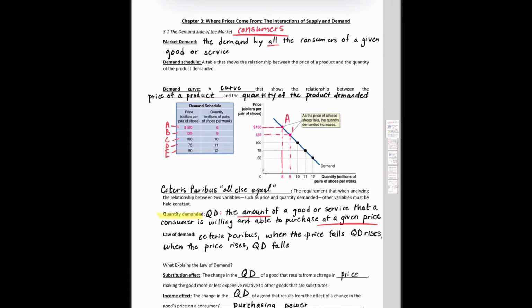So we can label each of these corresponding points on the demand curve that match the demand schedule. Okay, so we can see here we have a downward sloping demand curve.